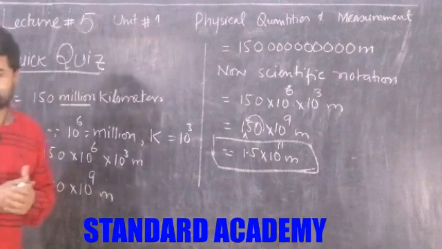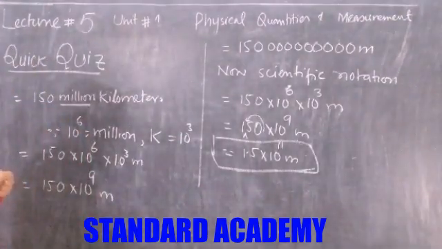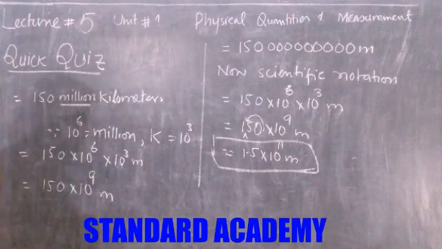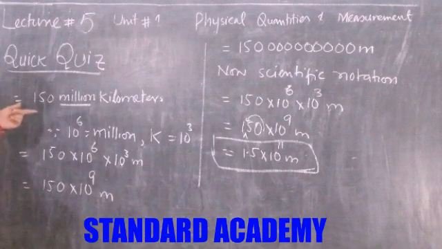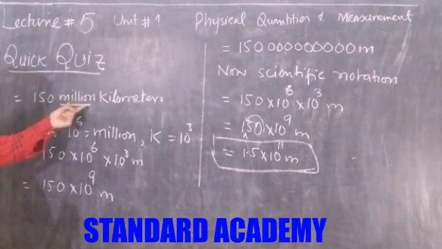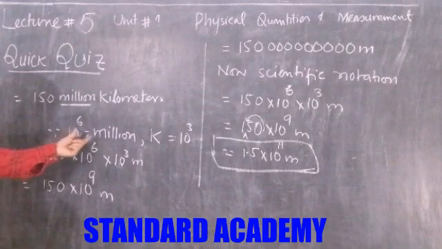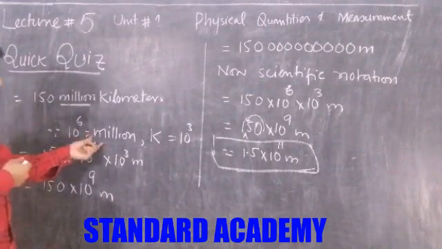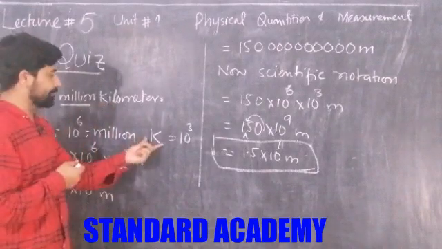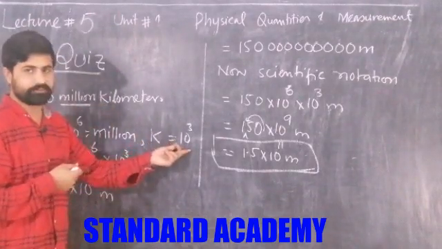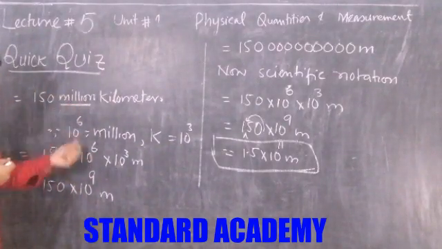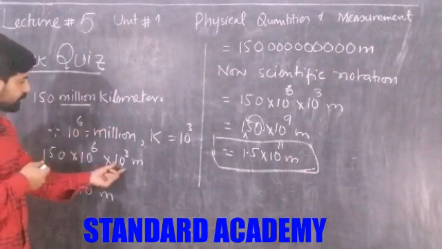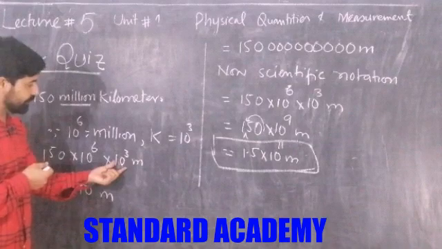So the second question is, the sun is 150 million kilometers away from the earth. Write the answer in standard form. So first, 150 million kilometers. Million is equal to what? 10 to the power 6, and kilo, k is the prefix which is equal to 10 to the power 3. So that 150 is multiplied by million, which is 10 to the power 6, and then multiplied by kilometer, kilo is the prefix 10 to the power 3, so meter.